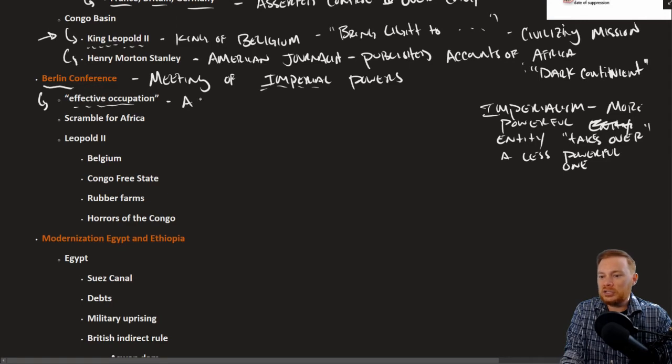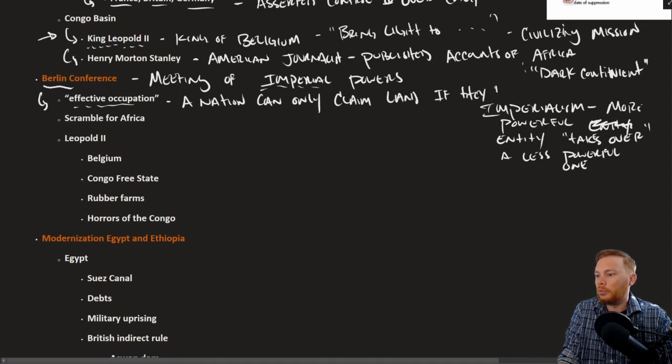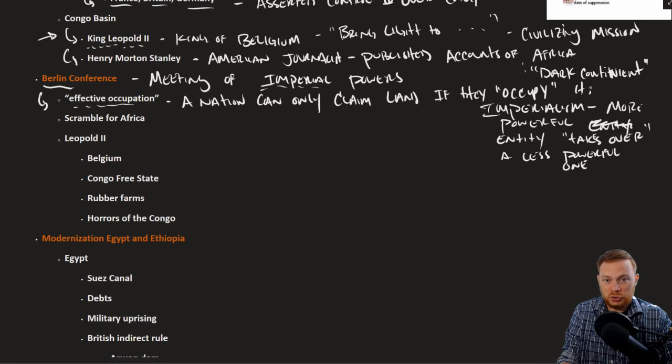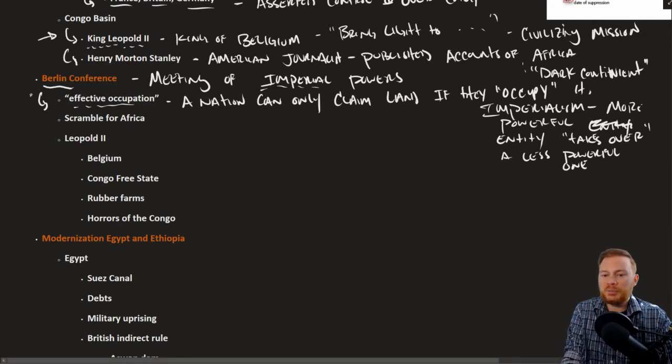And that is, a nation can only claim land or territory if they, quote unquote, occupy it, right? Meaning that the French can't just lay claim to all of Africa unless they actually have some sort of institution there, they have soldiers there, there has to be some sort of level of occupation. And once this was set up, this essentially led to the scramble for Africa, which was the rapid takeover.